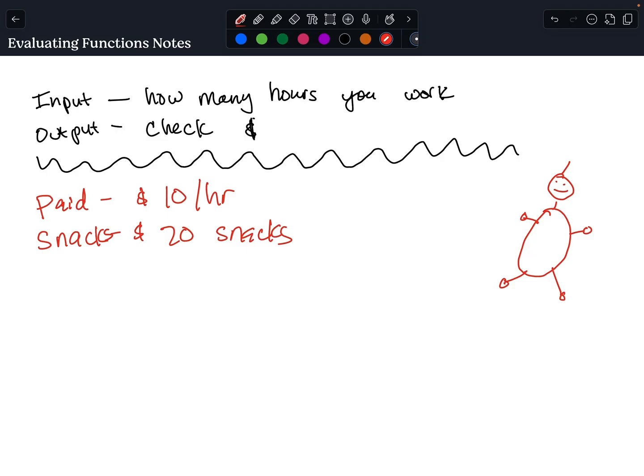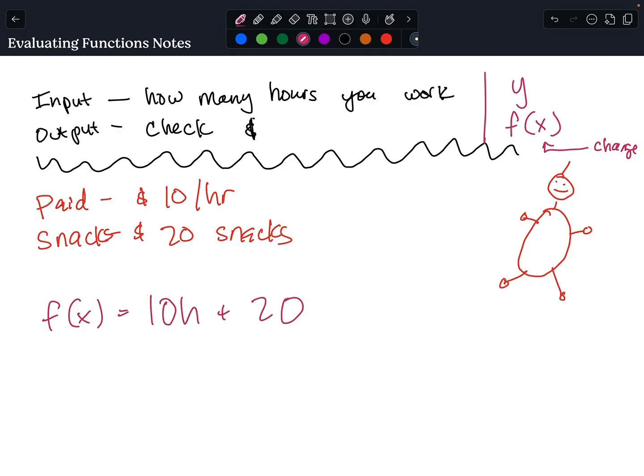And as we go in, you're going to notice function notation. You guys are used to y's and stuff, but in function notation, we use f of x because this x right here will keep changing. Okay? So back to our example. f of x is going to equal, you're going to make $10 per hour. So we're going to call this 10h, plus you're going to get your $20 for snacks. Okay? That is going to determine everything.